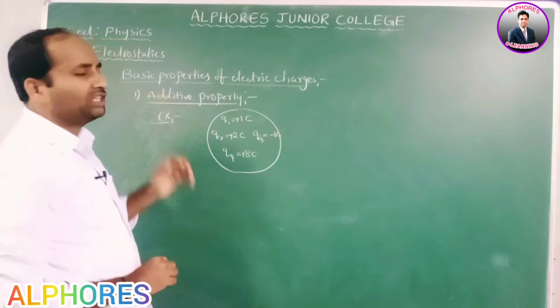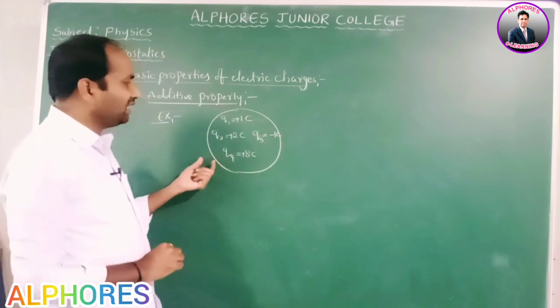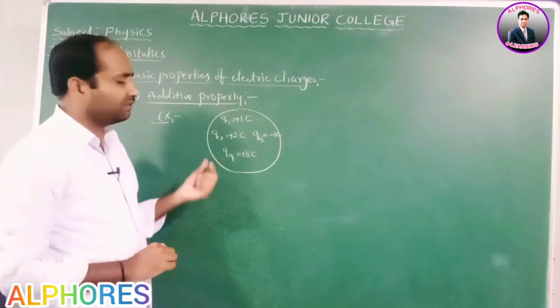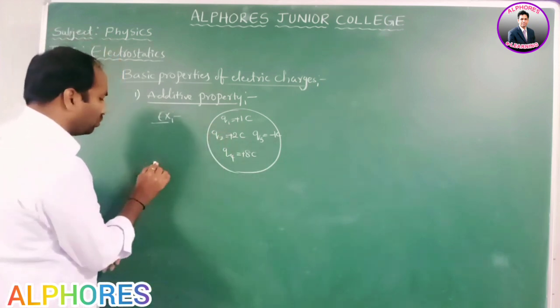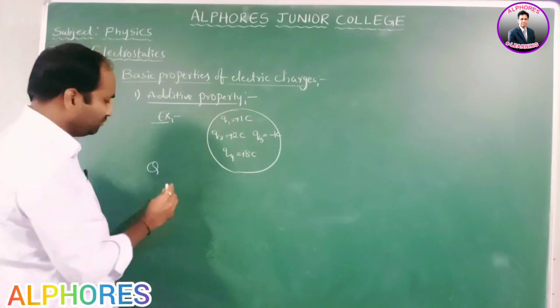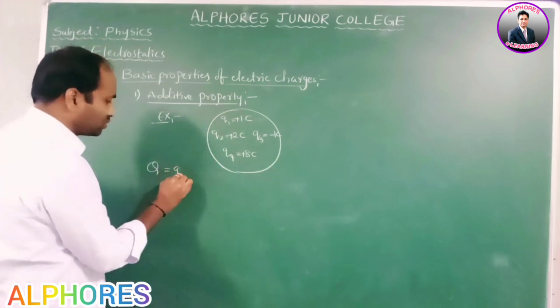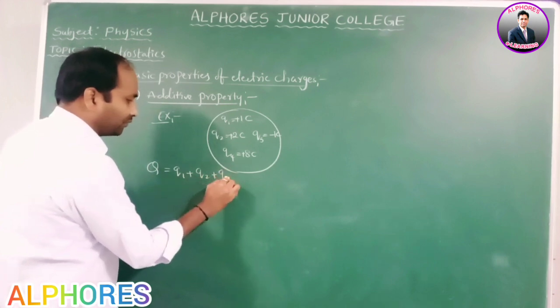What does additive property mean? The total charge of the system is equal to the algebraic sum of the individual charges. Let capital Q be the total charge of the system, which can be written as Q equals Q1 plus Q2 plus Q3 plus Q4.